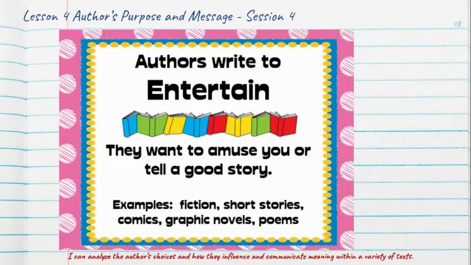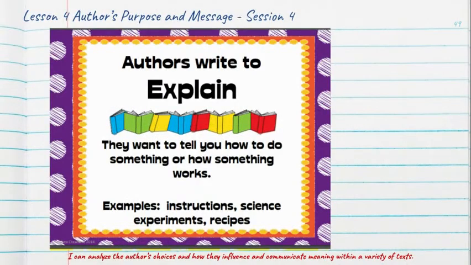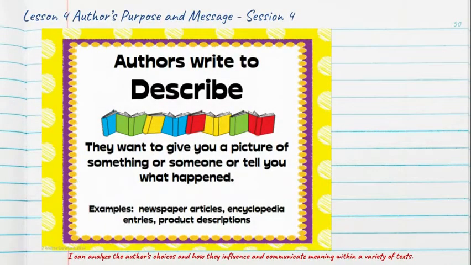Authors write to entertain. This is what you read for fun, things to amuse you or tell you a good story. Authors write to explain. They want to tell you how to do something or how something works. Instructions, science experiments, recipes, and the directions for a game. Authors write to describe. They want to give you a picture of something or someone or tell you what happened. These are great examples like newspaper articles and product descriptions. If you were to pick up a game and read the back and it's telling you all about the game, then that's written to describe.